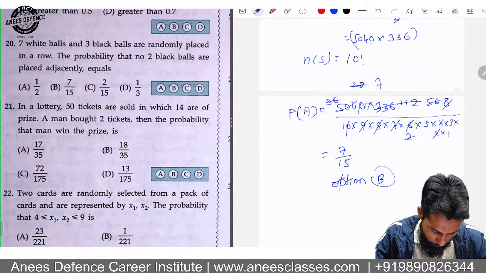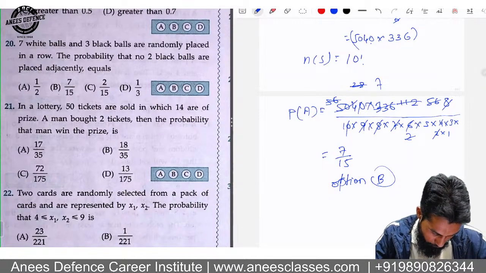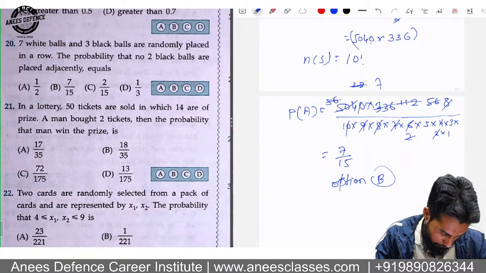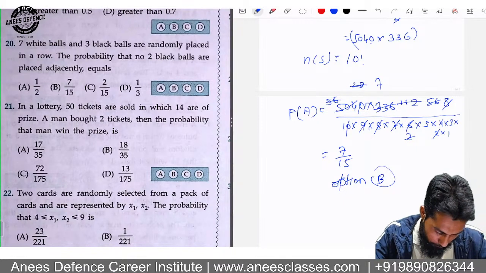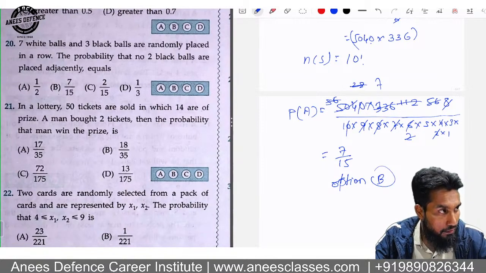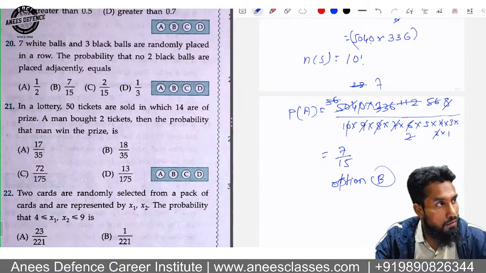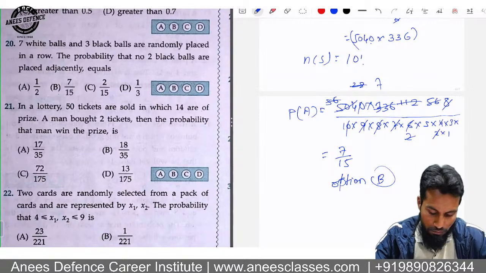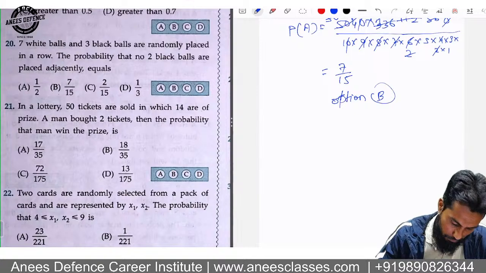13 upon 175, 21? No, that is not correct. Sorry. In a lottery, 50 tickets are sold, in which 14 have a prize. A man bought 2 tickets. Then what is the probability that the man wins a prize? Again, 2 cases you have to consider here. He might get the prize in both of the tickets or in any one of the tickets. So take both of the conditions.